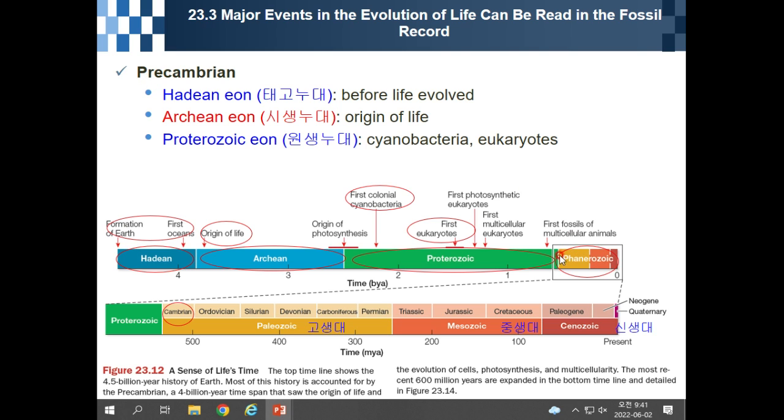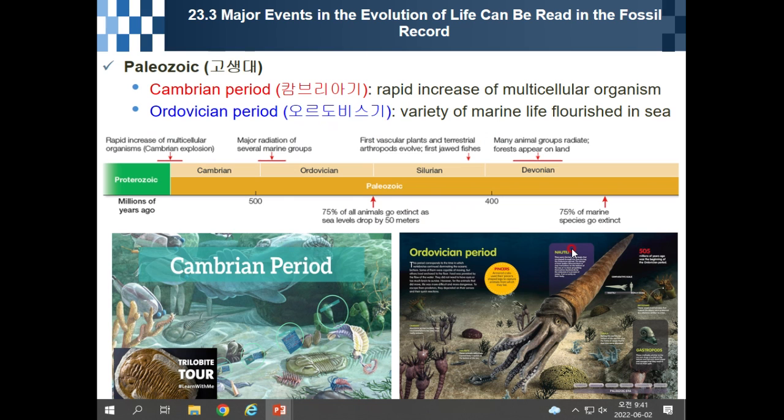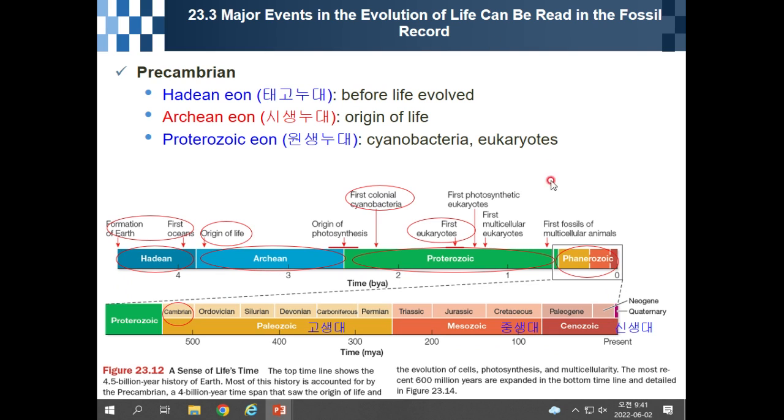Now we will see the Phanerozoic eon, which we call 현생누대. The Phanerozoic is composed of the Paleozoic, 고생대, the Mesozoic, 중생대, and the Cenozoic, 신생대. Now we are in the Cenozoic. 2022 belongs to the Cenozoic.